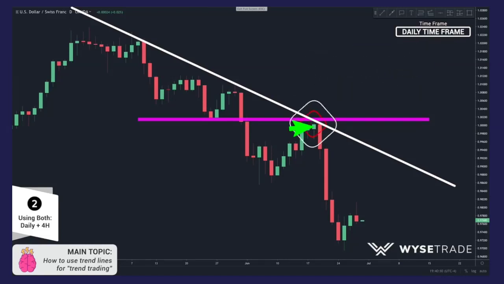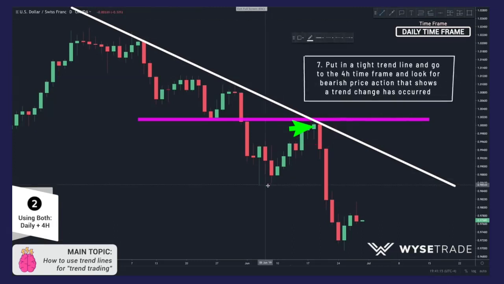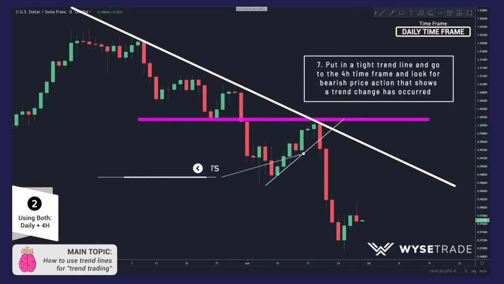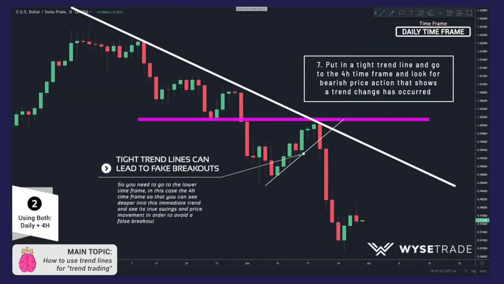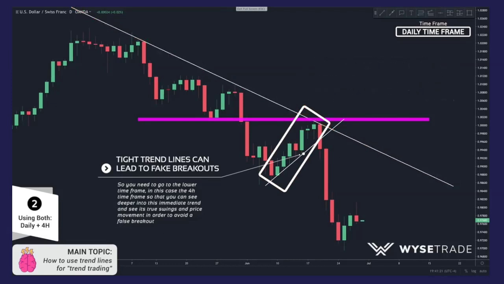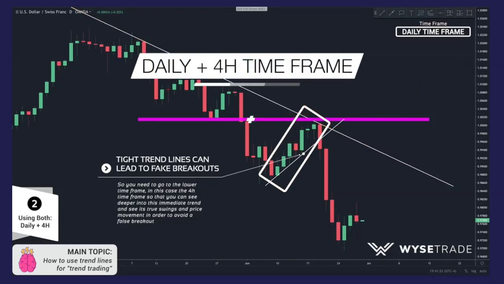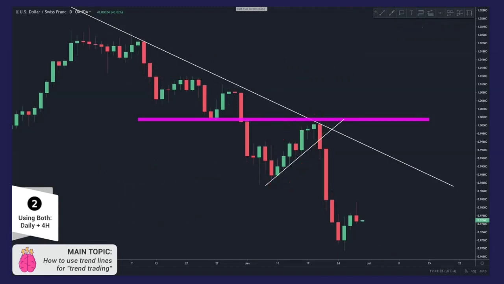Since we had a candlestick reaction and formation at this access point, we then put a tight trend line in like this. The problem with tight trend lines is that they can often lead to fake outs. So how do we get around this problem? We use a lower time frame, specifically the 4-hour time frame, so that we can see deeper into this immediate trend. So let's put the 4-hour time frame beside our daily time frame so you can see both simultaneously.